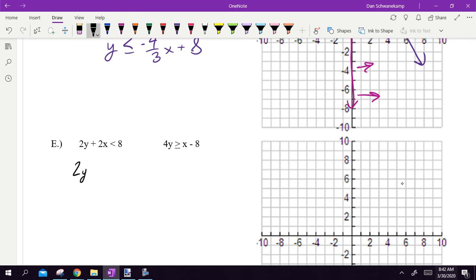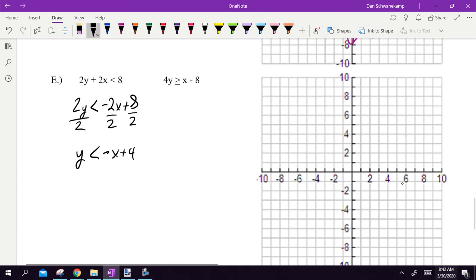I'll do one more here just because it is a little bit tricky. I want to make sure we're all on the same page. Divide by 2, divide by 2, divide by 2. Negative x plus 4. Slope is negative 1, so I'm down 1 over 1, down 1 over 1, down 1 over 1. Hit the dash line. It is less than, so I'm shading down here. So this is the region I'm referring to with the first problem.